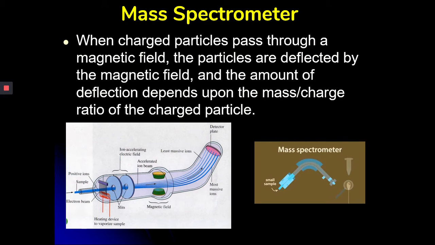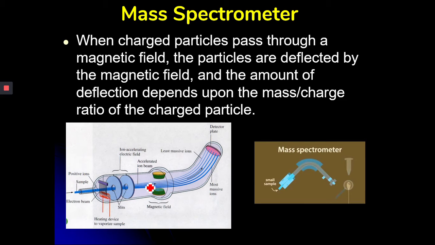A mass spectrometer is what we use to measure the mass of the different atoms or compounds within a sample. So you have the sample going in on one side. It is heated, so it has to be vaporized, so it's a gas. It's then ionized. The electrons are pulled off so that it becomes positive cations.